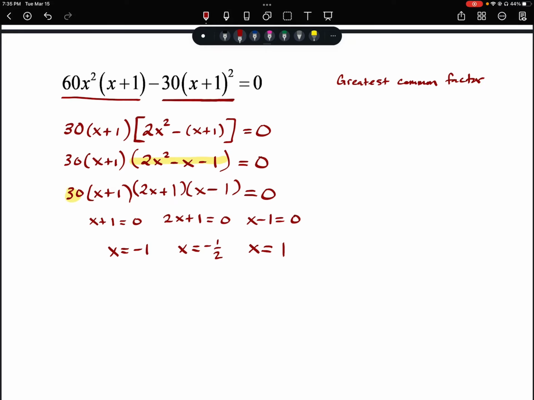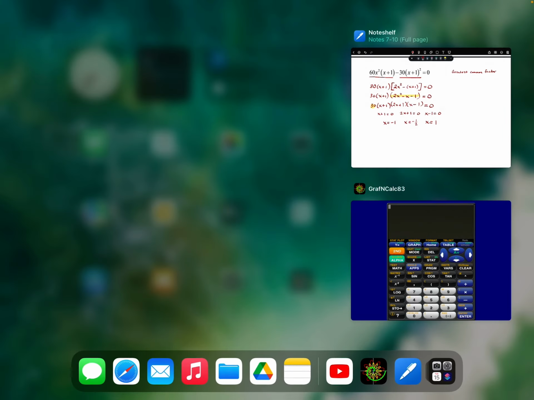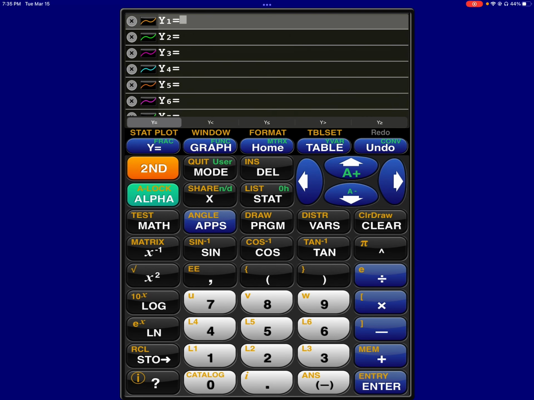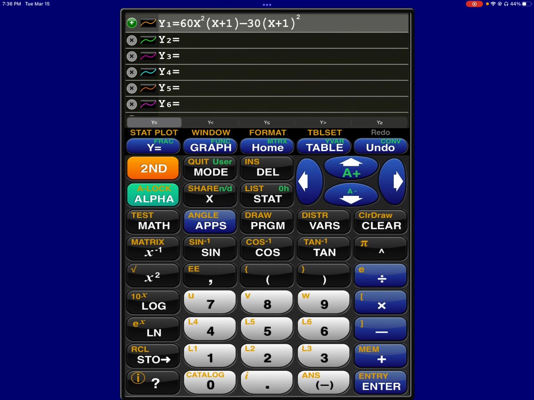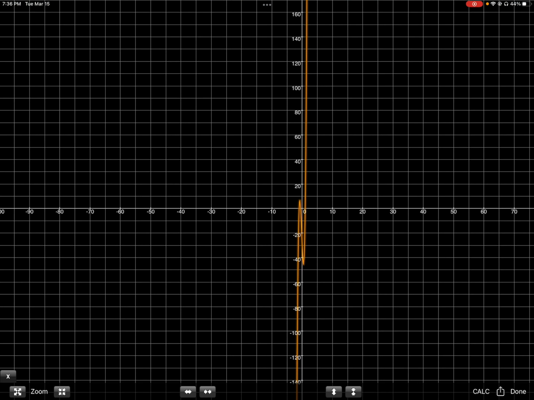And then let's just go ahead here and check it by graphing it. So get out that handy dandy graphing calculator, clear out what's in there, and let's just enter in our original function. So we had 60x squared times the quantity of x plus 1 minus 30 times the quantity of x plus 1. And then remember that is being squared. And since it already equals 0, we don't have to enter anything else in. We'll go ahead and graph it.